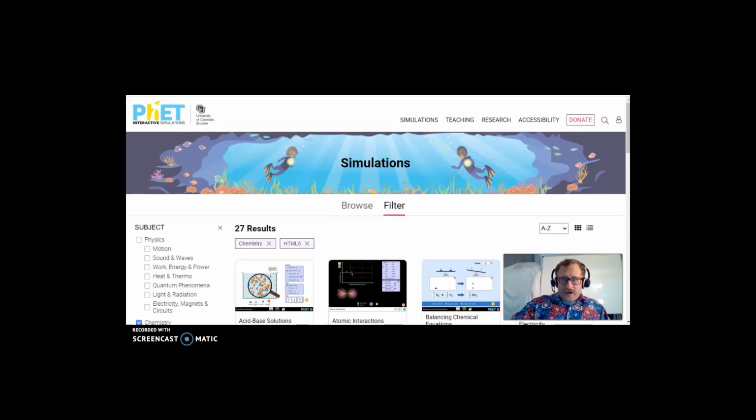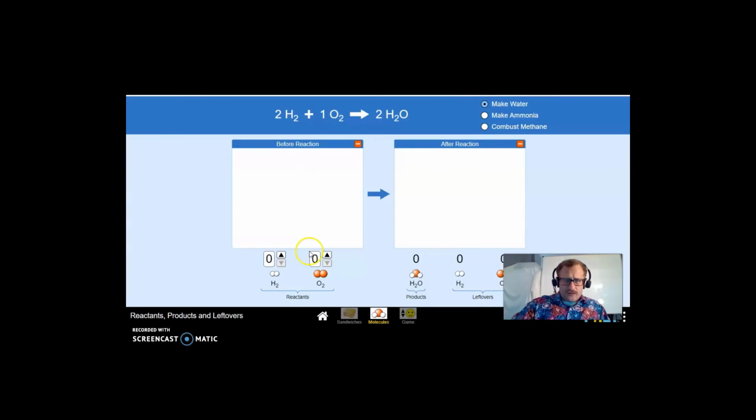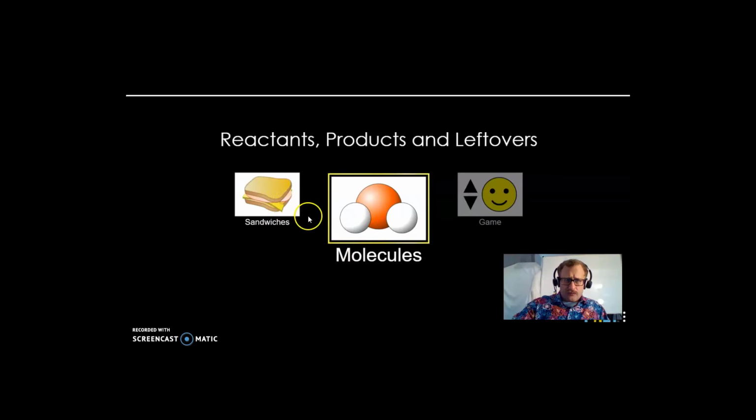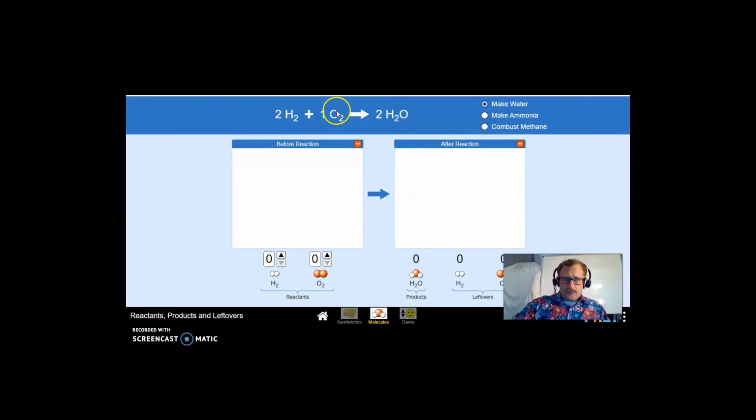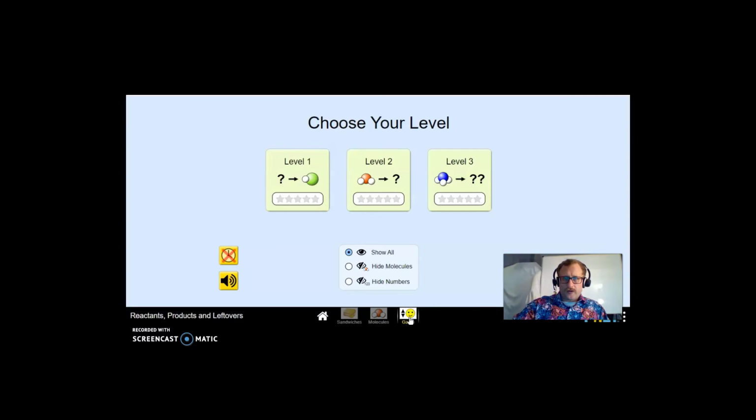So an example of that, the students could be directed to this game, reactants, products, and leftovers. If we go back to the home page, there's a real-world example, molecules, and even a little game. So they could practice connecting the particle representation to the numbers in the balanced chemical equation and checking their understanding there. And there's even a little game they can play with tiered levels of difficulty.